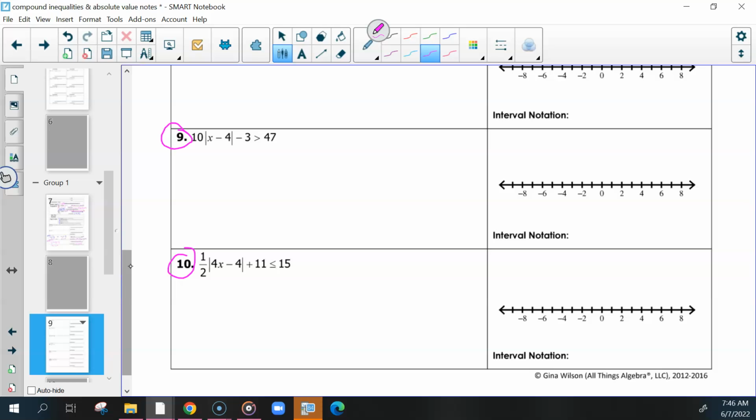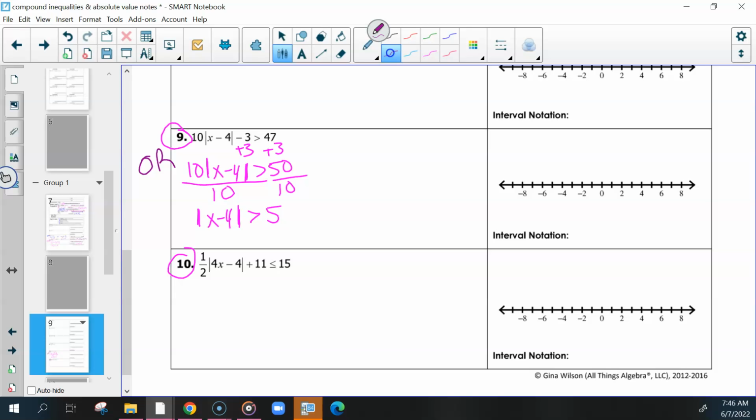So for 9, we have to get rid of the -3 and the 10 on the outside. Get rid of the -3 first by adding it. And then get rid of the 10 by dividing it. Now that we have our absolute value inequality isolated, our sign is a greater than, so this is going to be an or.